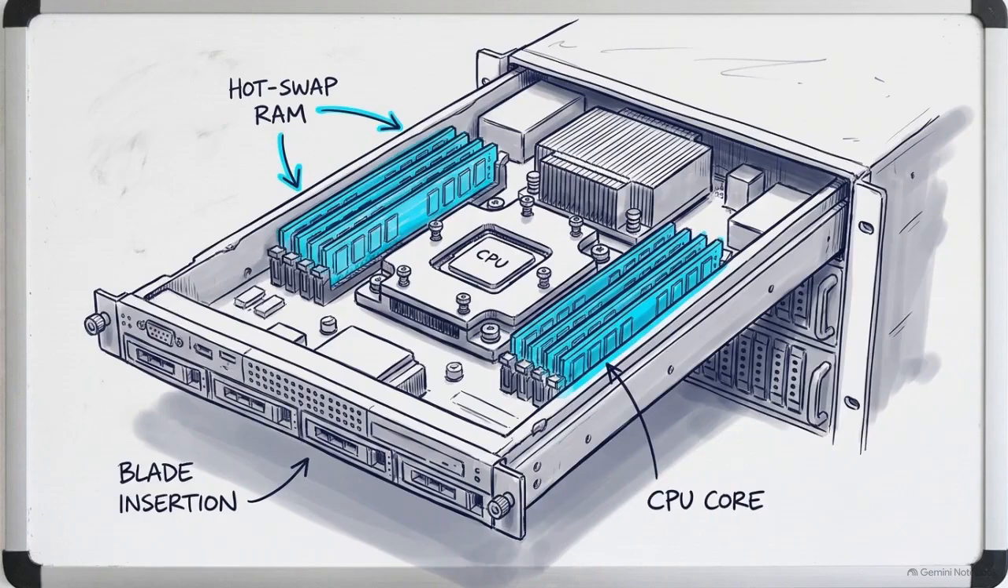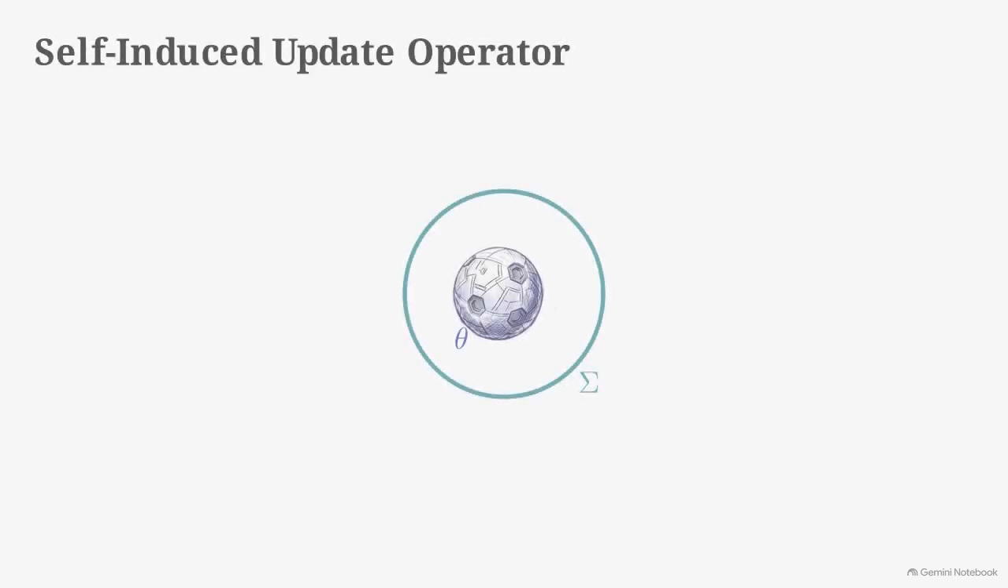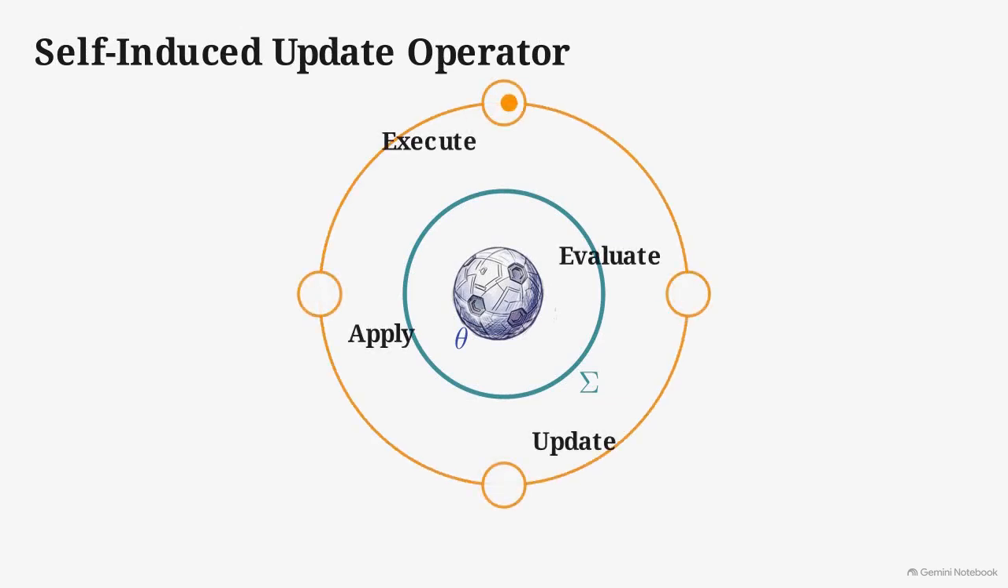This dichotomy exposes a non-parametric layer. Engineers can evolve agent behavior in production by modifying sigma, avoiding the hardware costs of retraining the foundation model. With the structure established, we can define the mechanism of iteration, the self-induced update operator. This loop drives every self-improvement technique in the field.